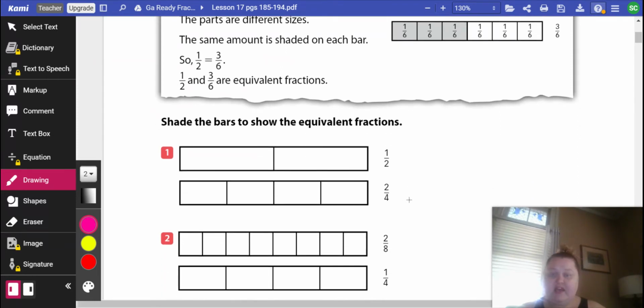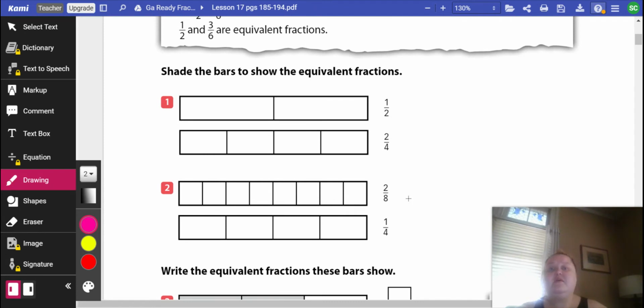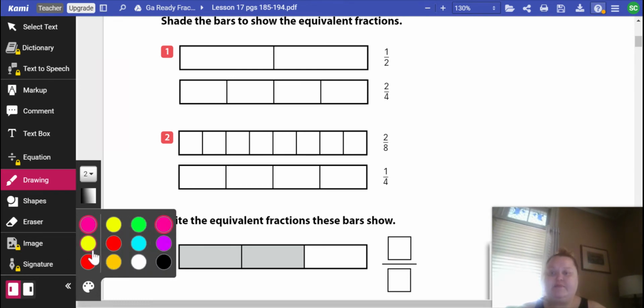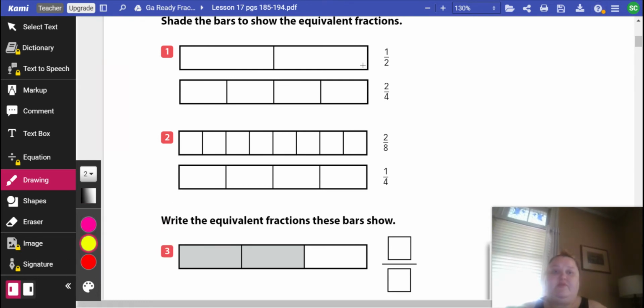fractions. Now we're going to shade the bars on questions 1 and 2 to model equivalent fractions that are shown on the side. So for question number 1, we're shading in 1/2. So we're just shading in one out of the two parts. And on the second part of number 1, we're going to shade in 2/4. 1, 2. And we can easily see that that covers the same amount of space.